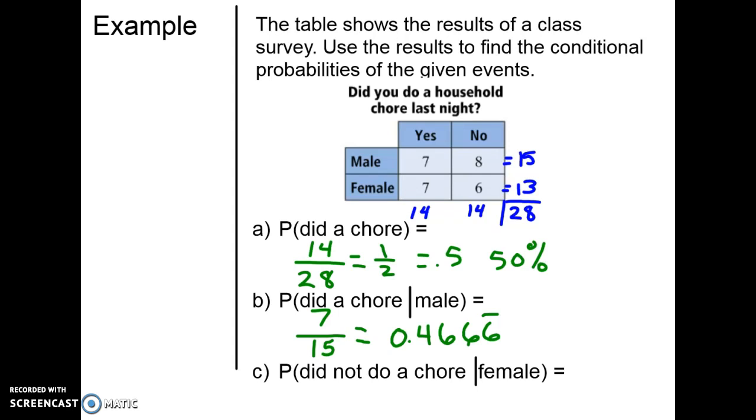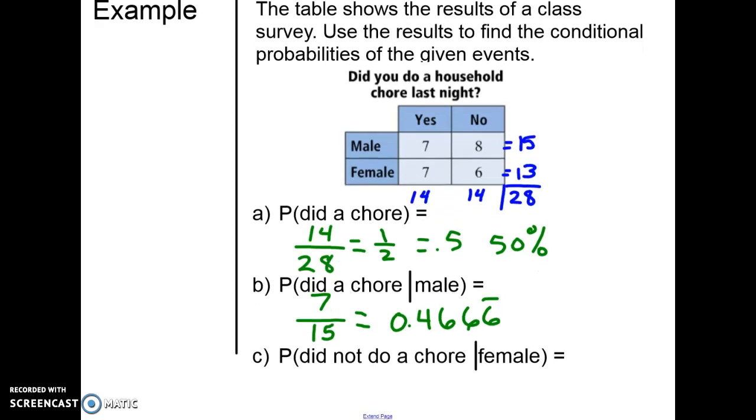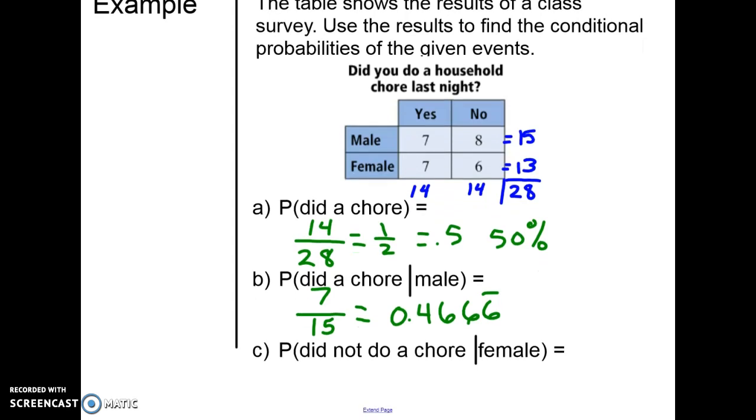Then the next question is probability that they did not do a chore given that they're female. So in this case, we're just talking about the female, so 13 would be our total number that we have. And the number that did not do a chore would have been 6. So 6 out of 13, you divide that out, and you get 0.4615. So hopefully you understand how these different categories, male, female, yes or no, put different conditions on our probabilities, and that changes the outcome.